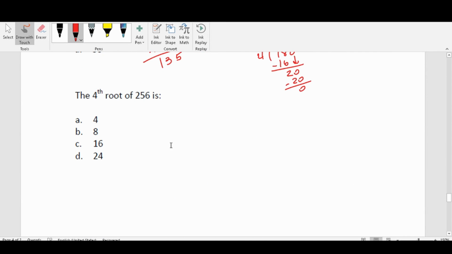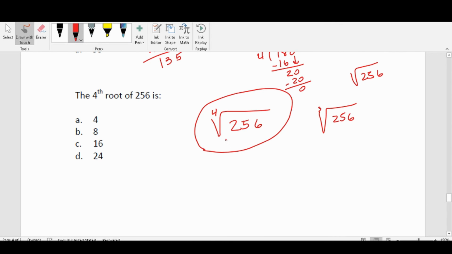The fourth root of 256 is, so fourth root looks like this. Again, you can take roots as many places as you want. You can have cube root of 256. You can have the square root of 256, and so on. What this is asking is, what number can you multiply by itself 4 times to get you 256? Okay? In other words, it's going to look like this. What number x multiplied by 4 times will be 256?